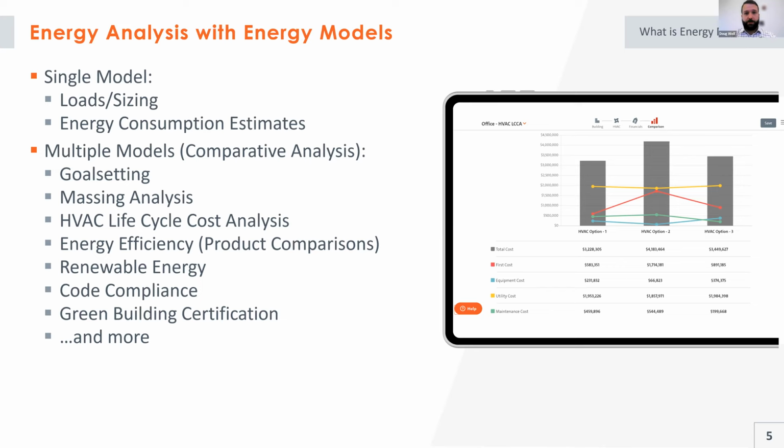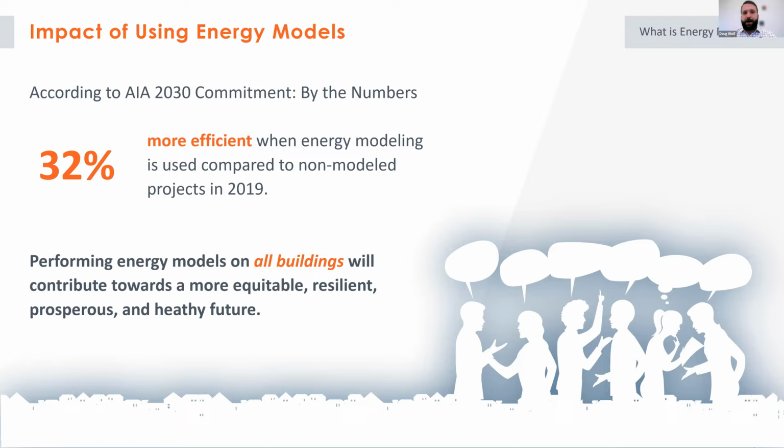It's also important to understand the impact of using energy models. The AIA 2030 commitment runs a report each year, the By the Numbers report. And in 2019, they saw that projects that used energy modeling on average saved 32% more energy than projects that didn't use energy modeling. So it's a very effective way of pushing a design or pushing a building's equipment to be more efficient and to do so cost effectively.